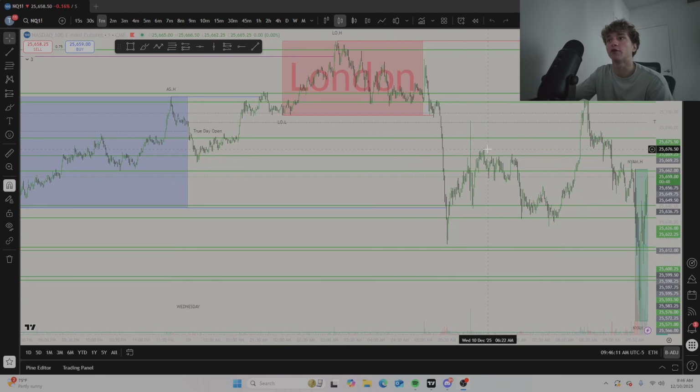I'm going to be going over the trade that I took today. I only took one setup. I'm going to explain it because it was a little bit of a different entry, but you can use this type of entry. And yeah, let's just get into it.